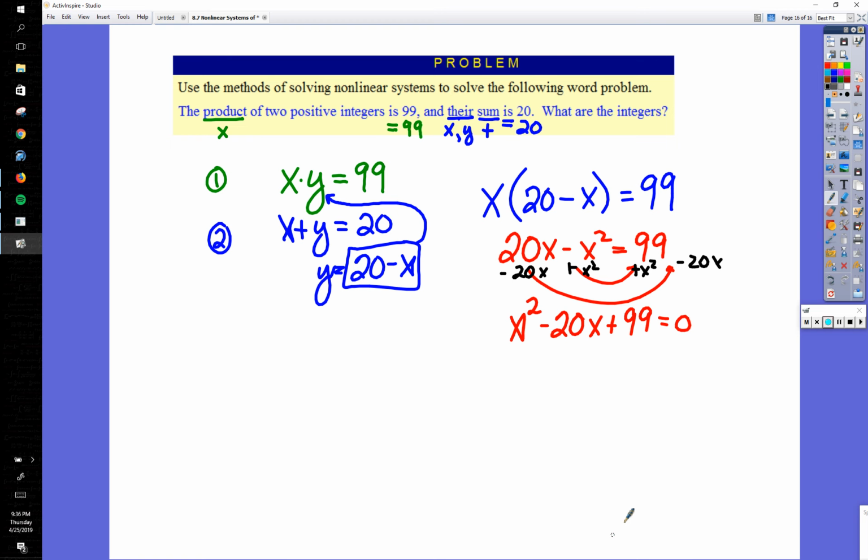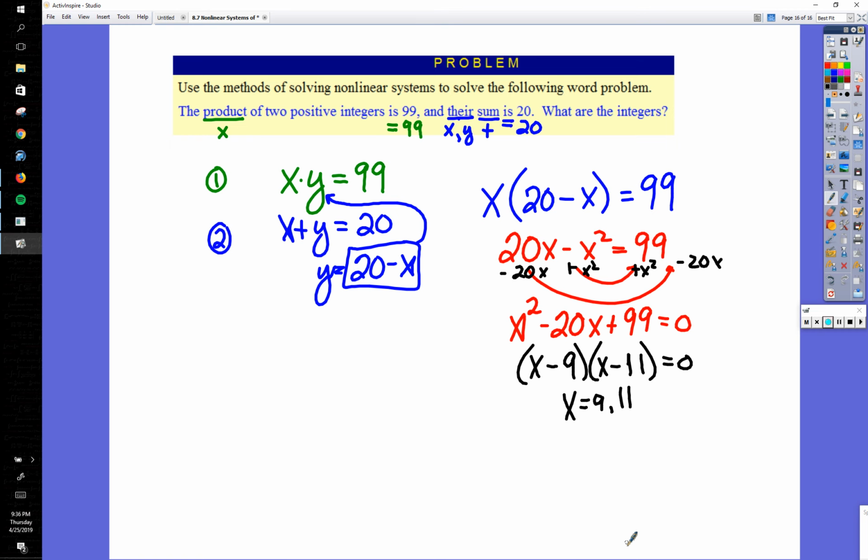We looked to factor, and it looks like we can. We should get minus 9, and we should get minus 11, kind of thing. And so you multiply, it gives you 99. If you add them, it gives you negative 20. And so what we have here is that x is 9, and x is positive 11. And so we've got our two values, 9 and 11.